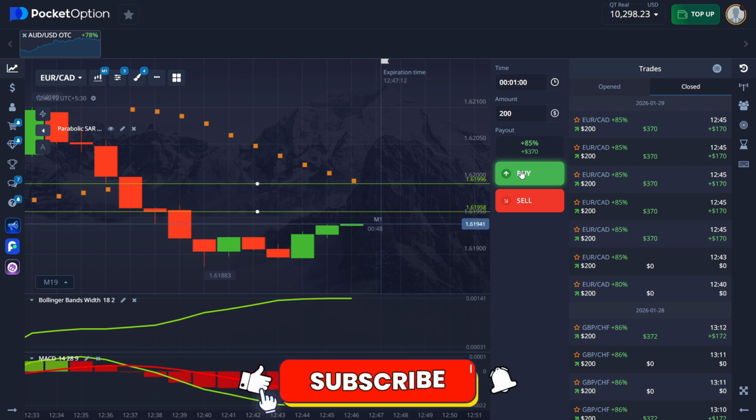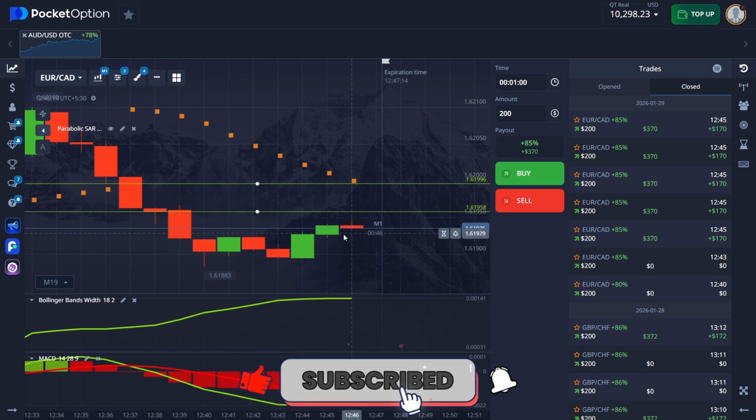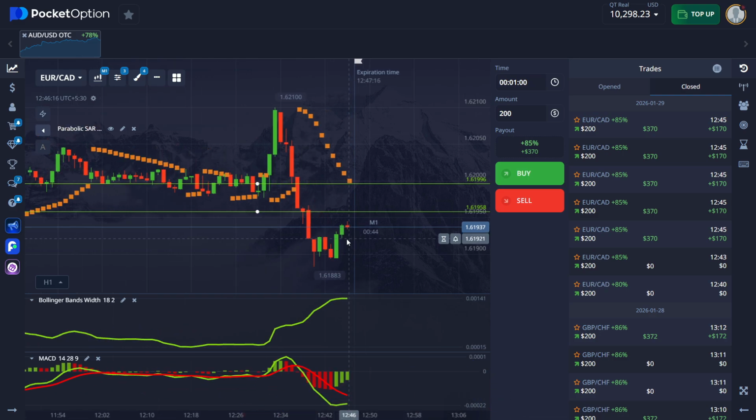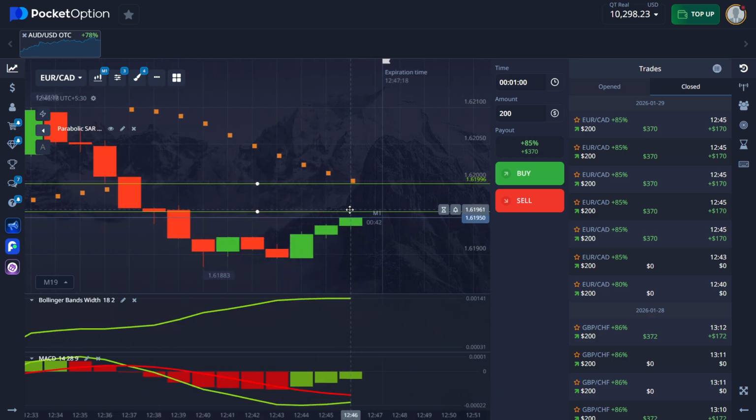The second trade I will be placing after the completion of this candle. The reason being, this line can be working as a resistance point for this EUR/CAD. So if this candle breaks this resistance point, then the trend will continue to go up, and I will be placing more trades on this EUR/CAD currency pair. 26 seconds still left. I am waiting for this candle to complete.